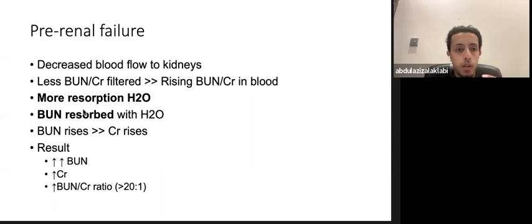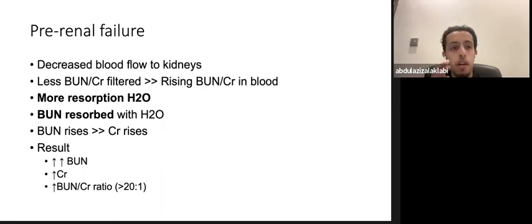So next we can see there's going to be more resorption of water. After you have a decreased filtration of BUN and creatinine, and it's elevated in the blood, your body is now dehydrated or has low blood flow. So the kidneys sense this, thinking you're having a blood loss or anything, and a compensatory mechanism is that it will cause increased reabsorption of water.